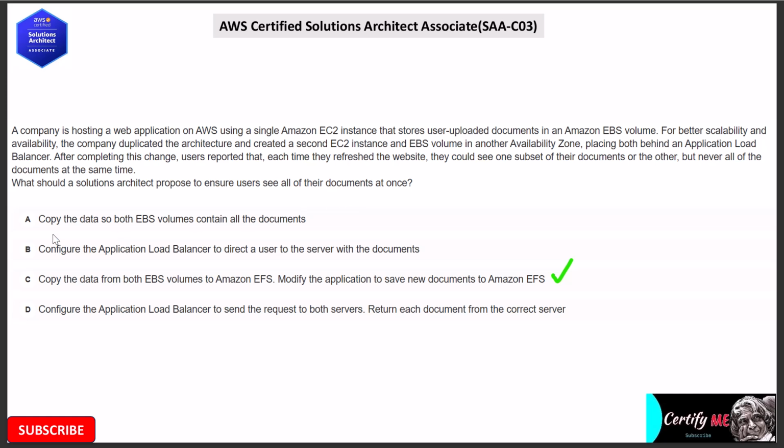The options are: option A, copy the data so both EBS volumes contain all the documents. Option B, configure the application load balancer to direct a user to the server with the documents. Option C, copy the data from the both EBS volumes to Amazon EFS. Modify the application to save new documents to Amazon EFS. Option D, configure the application load balancer to send the request to both servers, return each document from the correct server. The right answer is option C.